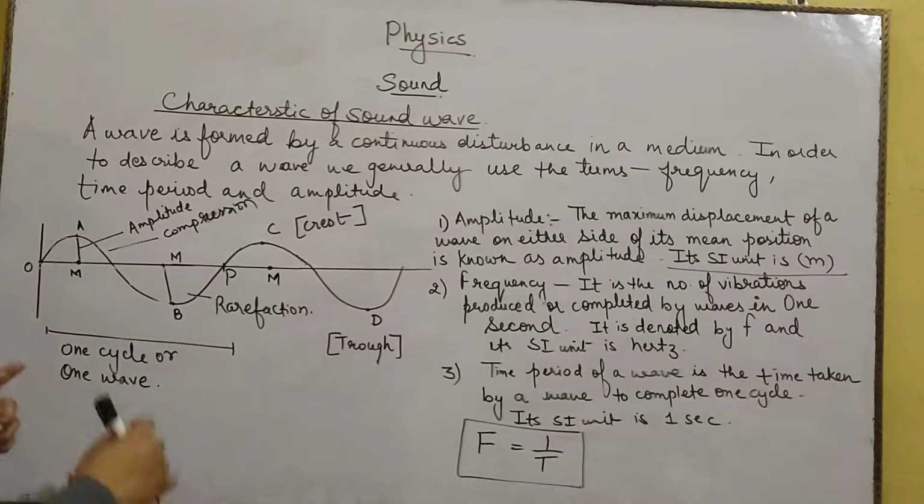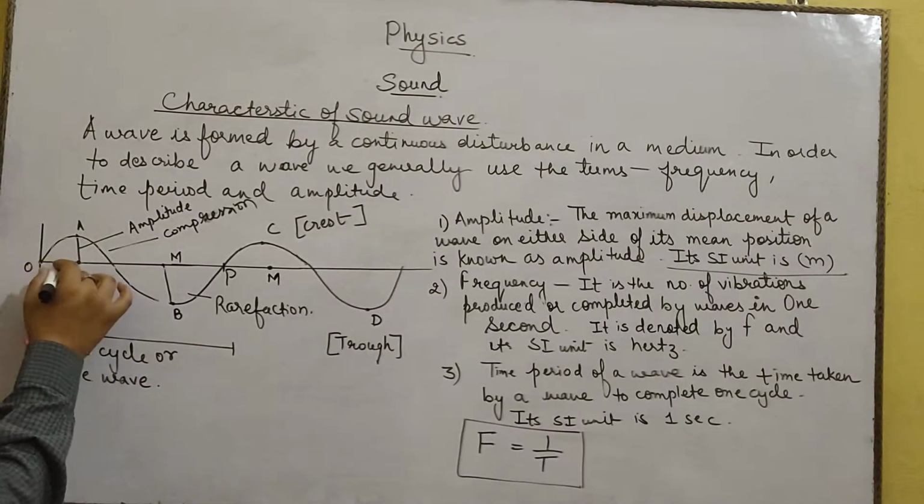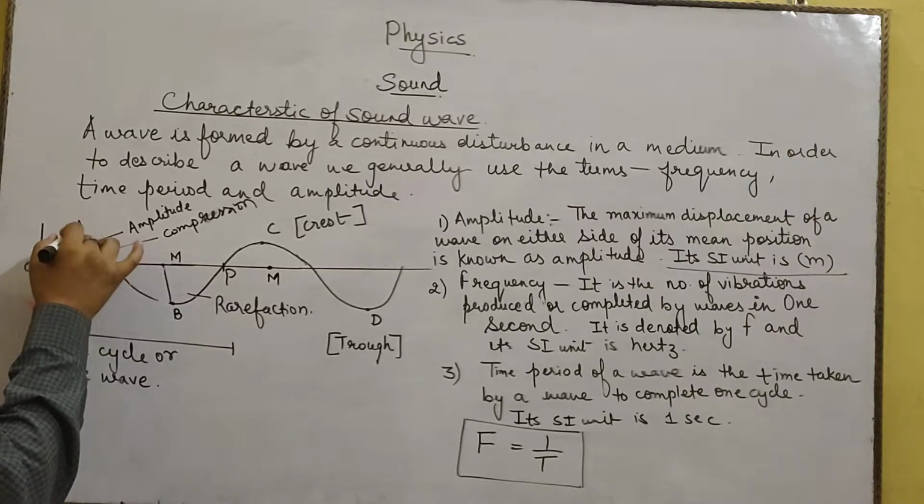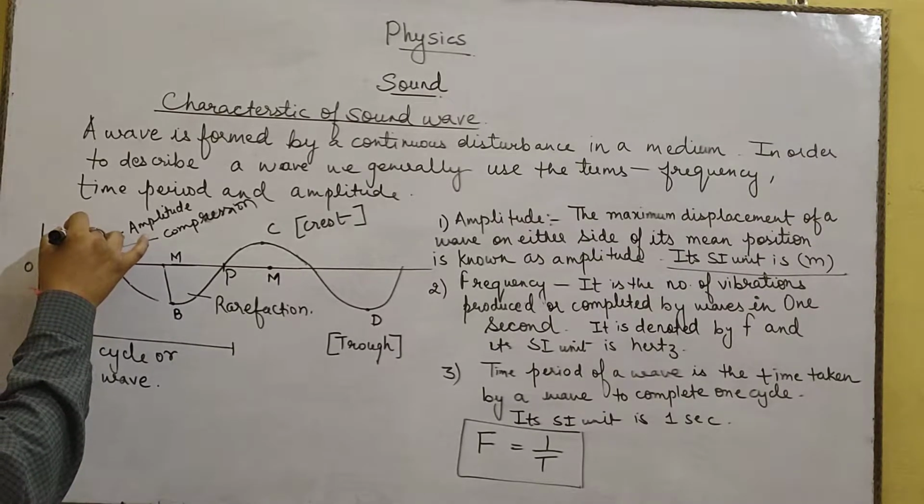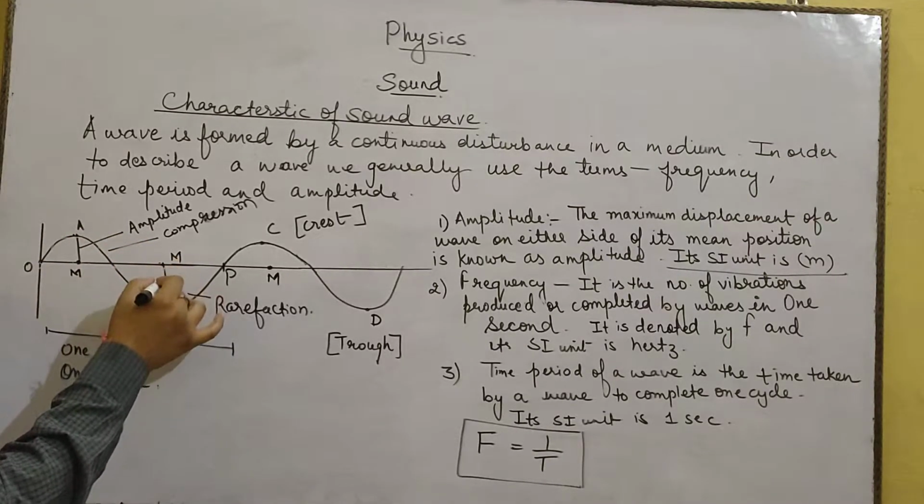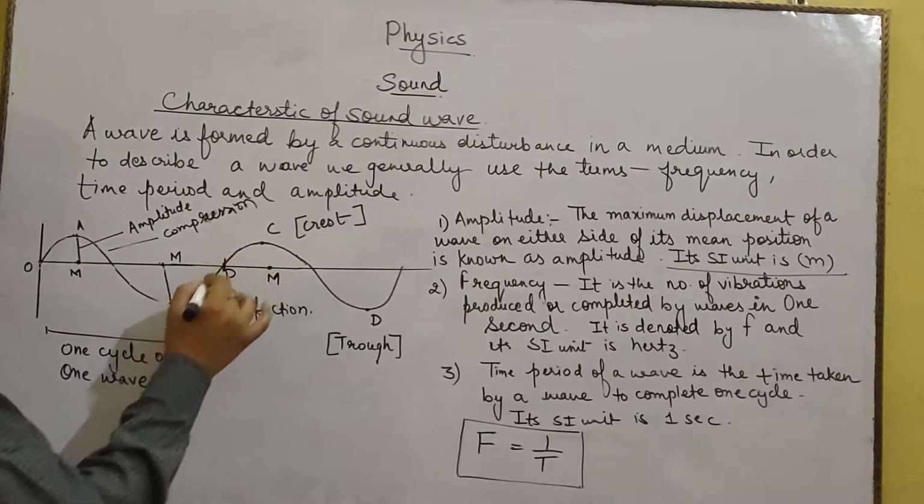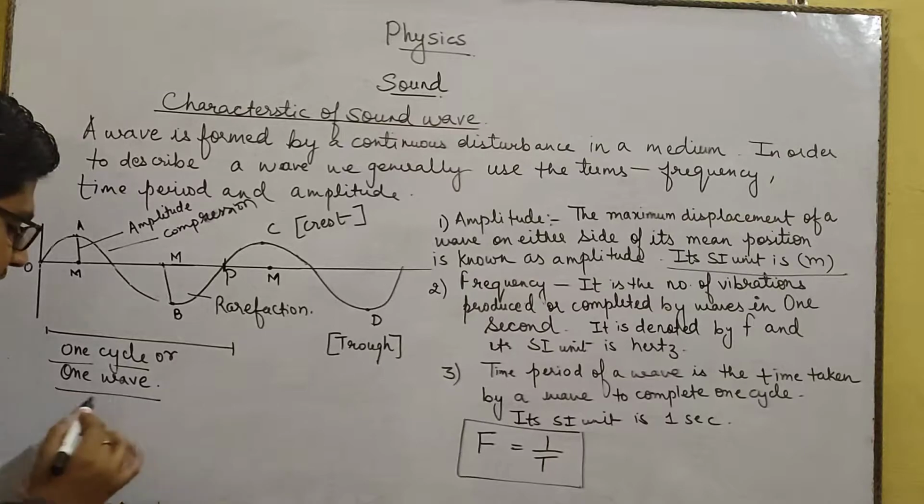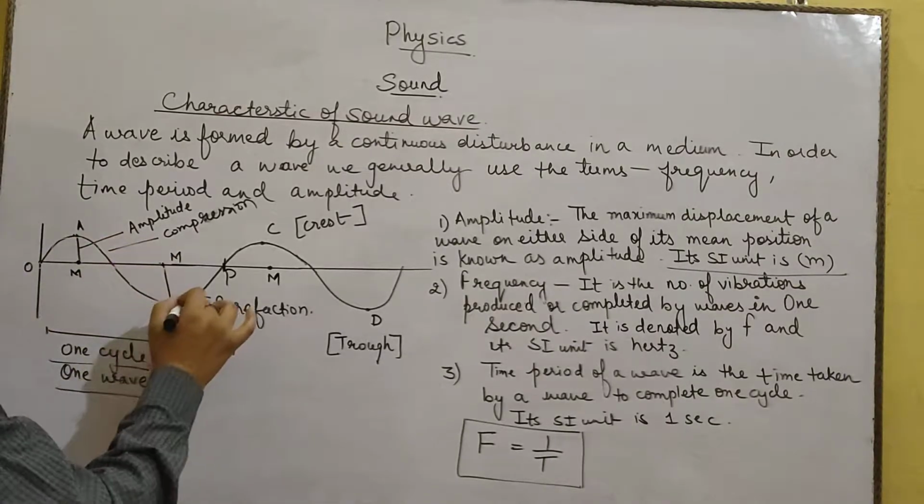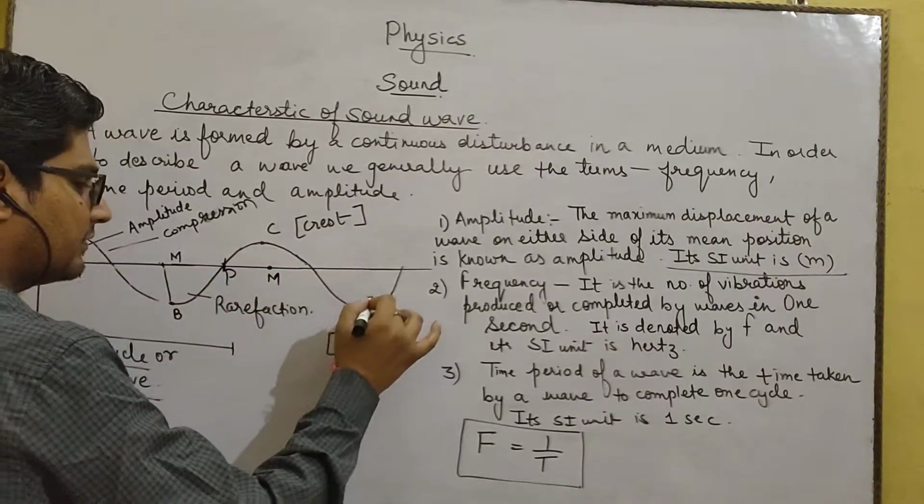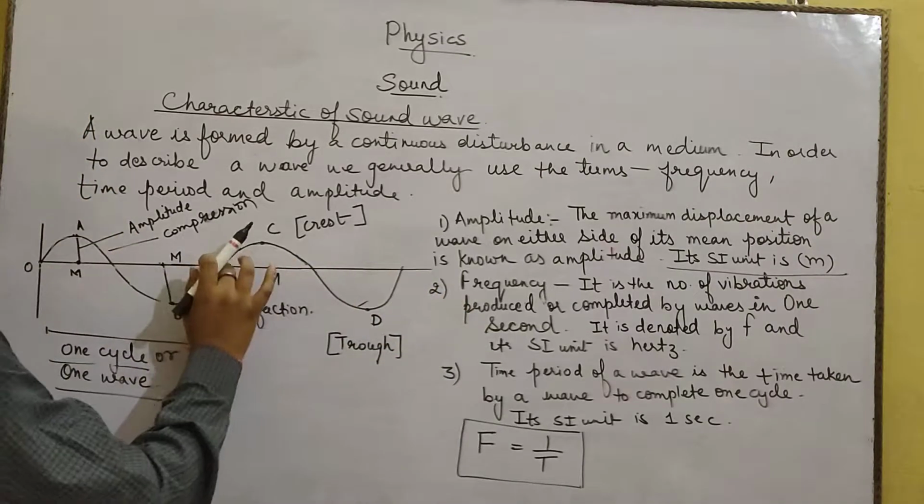Then frequency. Now you can see that the particle which was present at the mean position has gone to one of the extreme positions, then returned back to its mean position, and it went to another extreme position. So this whole cycle is one cycle or one wave, okay? It has completed one wave from here, then again it has completed another wave. So this is one wave, this is the second wave.